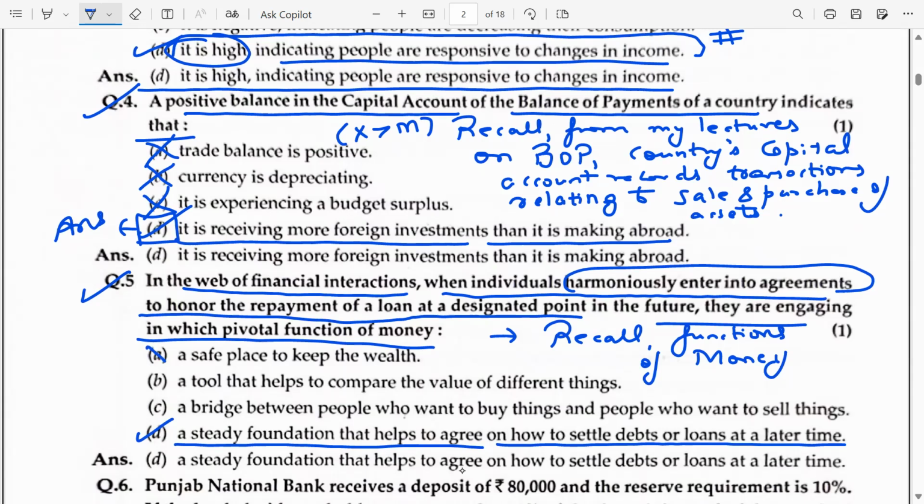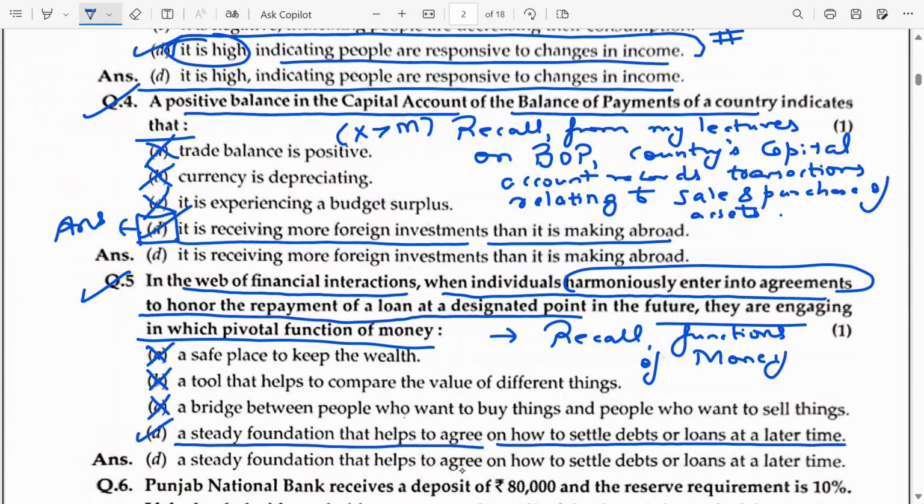It's not option A, a safe place to keep wealth. It's not option B, a tool that helps to compare values of different things. We are not talking about unit of account here as a function of money. It is not option C, a bridge between people who want to buy things and people who want to sell things. It is only option D if you look at it very clearly.